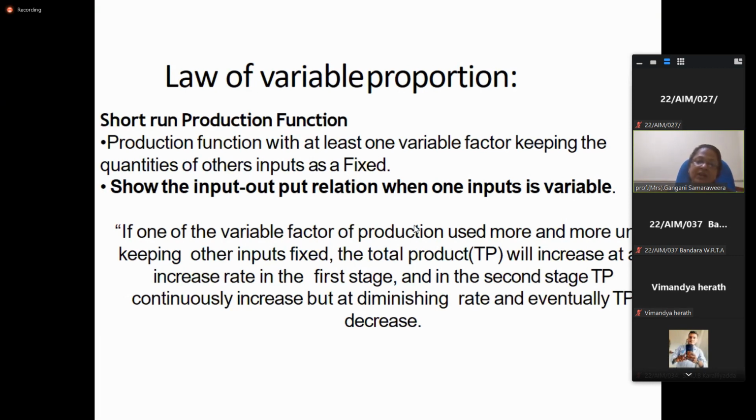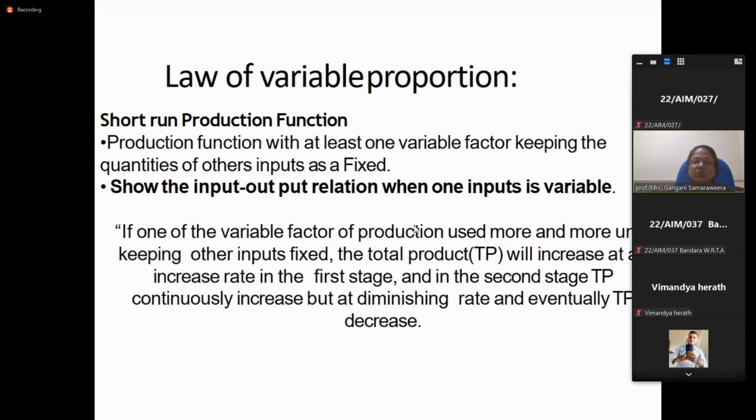Then just imagine our graph. Increase at an increasing rate in the first stage, and then increase at diminishing rate, that means increasing with decreasing rate, and finally decreases. That is the law. Okay, nothing else. Just when one input is changing while keeping others fixed, total product increases at an accelerating rate at the first stage, increasing at decreasing rate at the second stage, and gradually decreasing at the third stage.